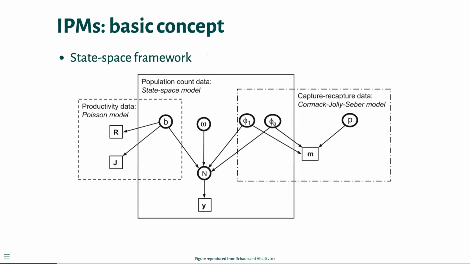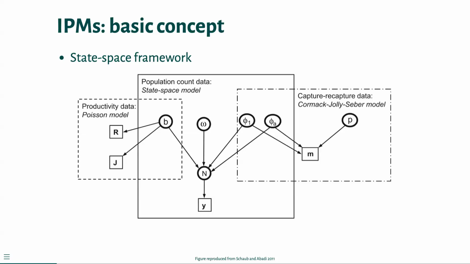So here is that same idea in graphical form. I'll walk through this. This is an example from the literature for a bird population. The central box in the middle represents the population process, where this N is the number of individuals in the population. Those individuals are counted, producing some data Y. Now, we also have some other types of data available for this population, including productivity data, in this case, counts of fledgling birds in nests, and capture-recapture data, so capture histories for some of the birds.